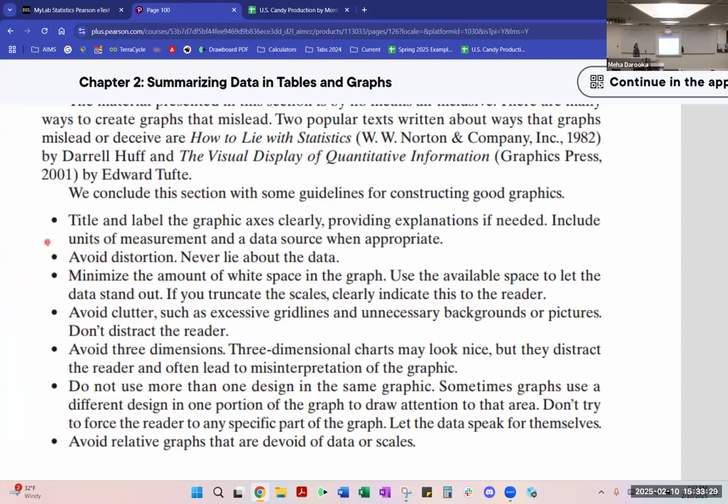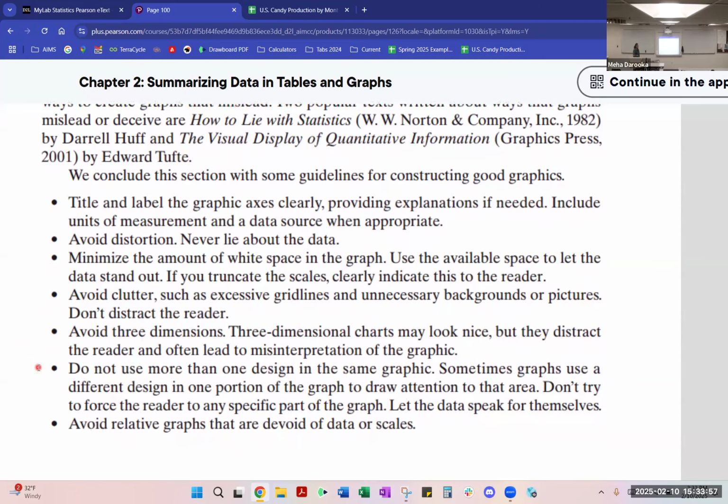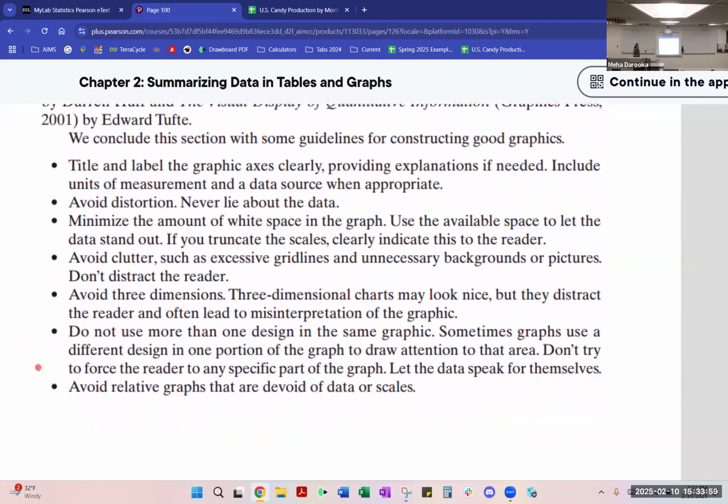Avoid distortion, so never lie about the data. Minimize the amount of white space in the graph. Use the available space to let the data stand out. If you truncate the scale, so instead of starting at 0, if you're starting at 30,000 or something like that, make sure you clearly indicate this to the reader. Avoid clutter, excessive grid lines, unnecessary backgrounds or pictures. Don't distract the reader. Avoid three-dimensional charts. They look nice, but they distract and often misrepresent the graphic.